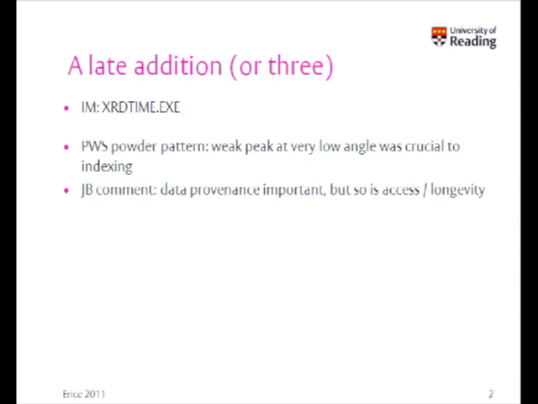I noticed that in Peter's indexing example, he showed an example of a very weak peak at very low angle. I really just wanted to highlight that because earlier on in my presentation, I talked about the importance of getting the background down at low angle and eliminating as much scattering, and I thought that was a very good illustration of a peak that could easily be lost.